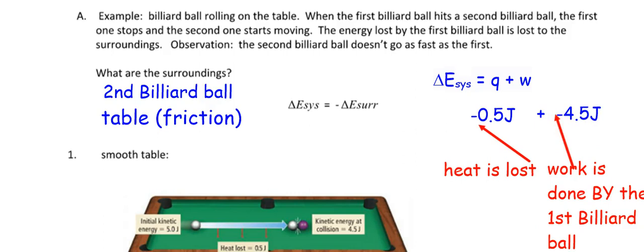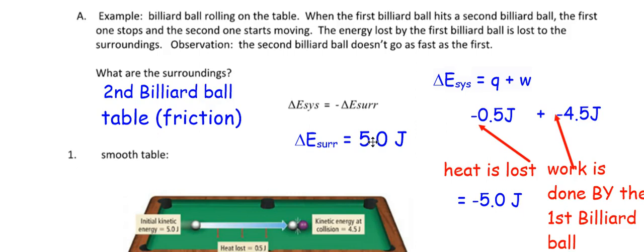So if I were to put all this stuff together, what's my delta E of the system? It's negative 5 joules. What about the surroundings? Well, what do you think the value for the surroundings is going to be? Delta E of the surroundings is what? Negative times negative 5, and that means positive 5. And so what does that mean? That it gained 0.5 joules of heat. It gained 4.5 joules of energy. So it's a positive.